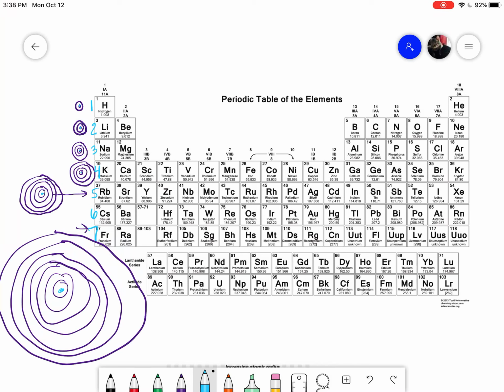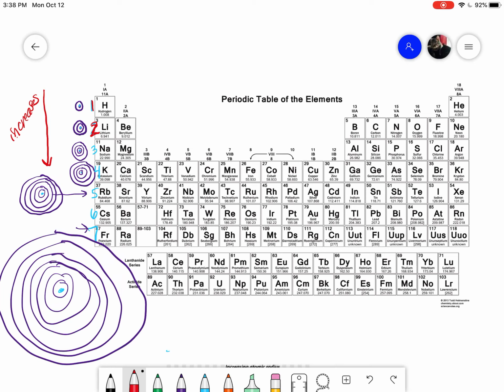And so how do we use the periodic table to help us find the size of our atomic radius? Starting with adding energy levels, you can see as we go down, it increases. And that's because if we think back to when we were learning how to do our Bohr model, every time we go down a row, we're adding another energy level.